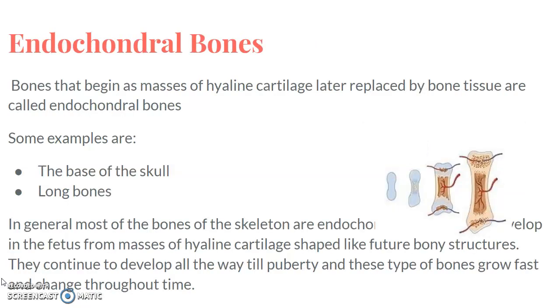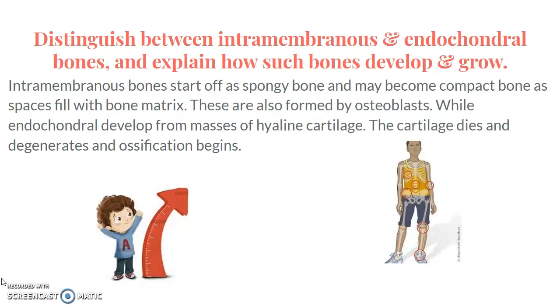The endochondral bones begin at the masses of hyaline cartilage, which are later on replaced by bone tissue. Some examples are the base of the skull and long bones. But in general, most bones are endochondral bones, which develop in the fetuses from masses of hyaline cartilage shaped like future bony structures. They continue to develop all the way till puberty, and these types of bones grow fast and change throughout time. When you break your arm, the bone changes, or like you bump your knee, you get little dents in your bones. Well, little things.